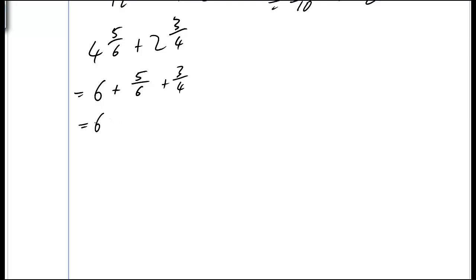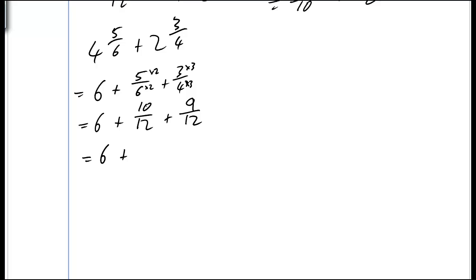So you go 6 plus, now what's the lowest common denominator of 6 and 4? Let's see, it's 12 I think. So let's write both of those fractions with a denominator of 12. What are you going to multiply 6 by to give you 12? You've got to multiply it by 2. So you have to multiply the top number by 2. So that'll be 10 on 12. What are you going to multiply 4 by to give you 12? You've got to multiply it by 3. So you've got to multiply the top number by 3. 3 3s are 9, so 9 on 12. Now let's keep going.